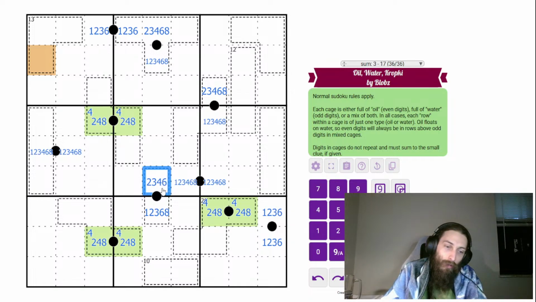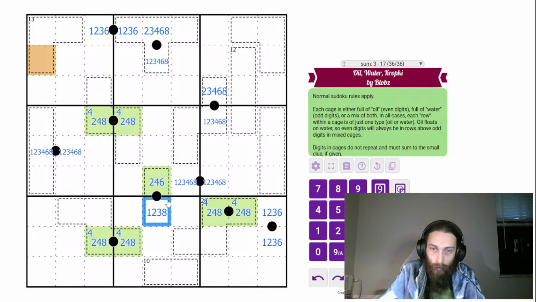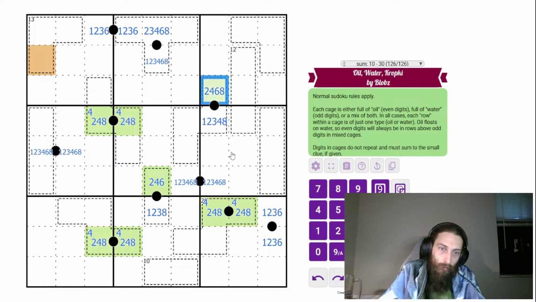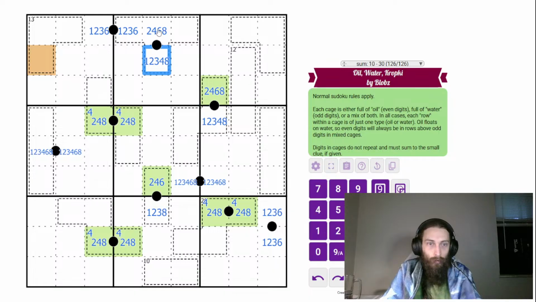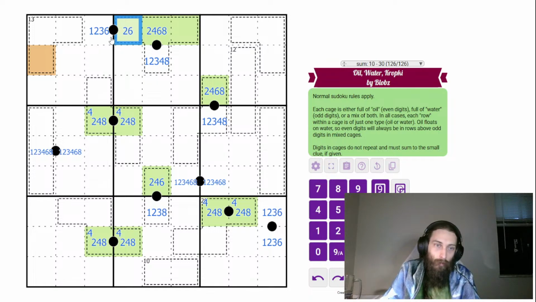This can't be a 3 on top, right, because then it would be 6 on the bottom. 3, 6. We know this is even. 3, 6. So we know the whole group has to be even. So 1 and 3 is out.